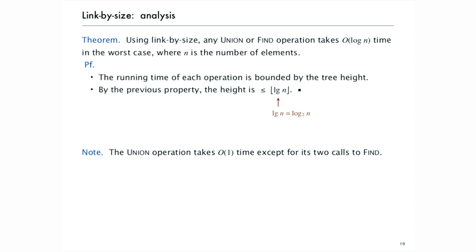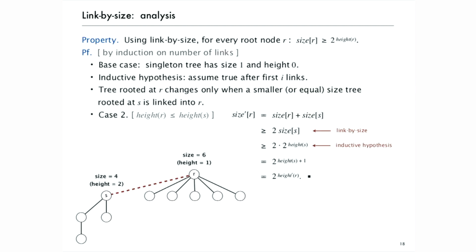So the running time of each operation is bounded by the height, right? And by the previous property, the height is how much? At most log n, because 2 to the power height of R is less than or equal to n, the total number of nodes. So the height of R is at most log n.